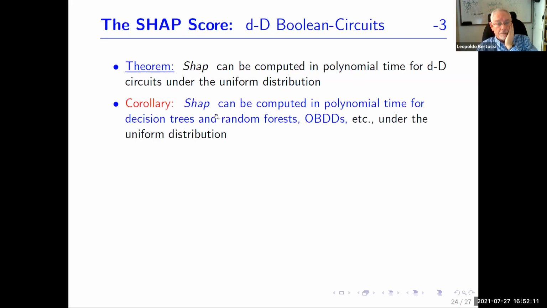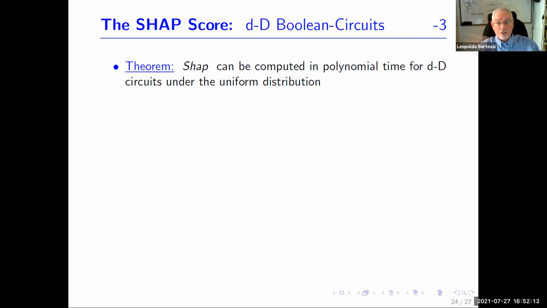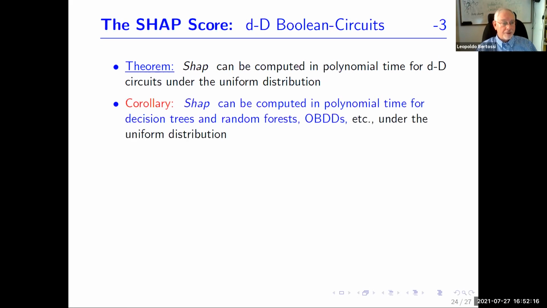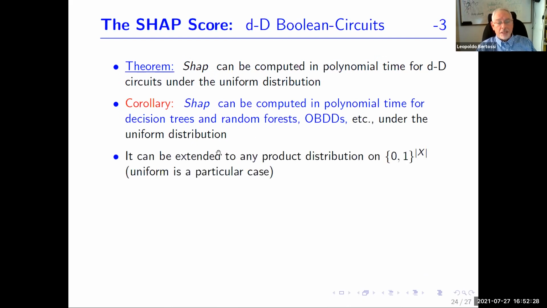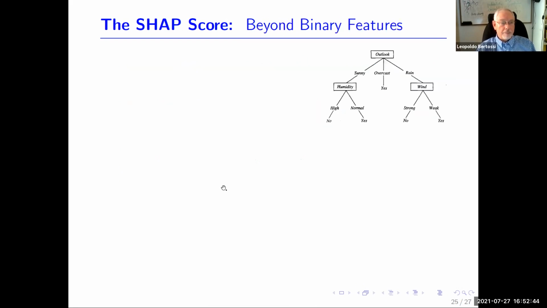Yeah. So every entity, every combination of zeros and ones, is equally likely as any other. And the corollary then is Shap can be computed in polynomial time for decision trees and random forests and OBDDs, etc., under the uniform distribution, which is good news, right? Actually, it can be extended to any product distribution on the space of features, of entities, sorry. The uniform case is a particular case with the probability equal 1/2 for each value. So it can be extended, and we do that in the paper.